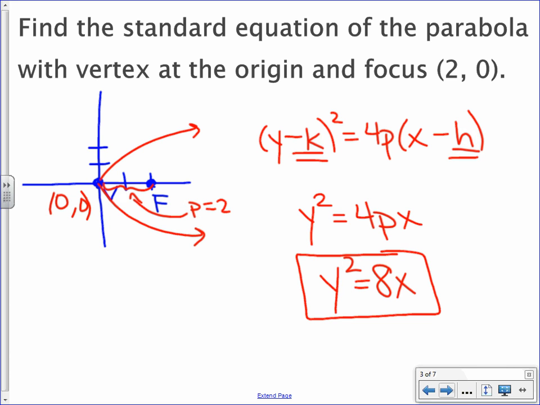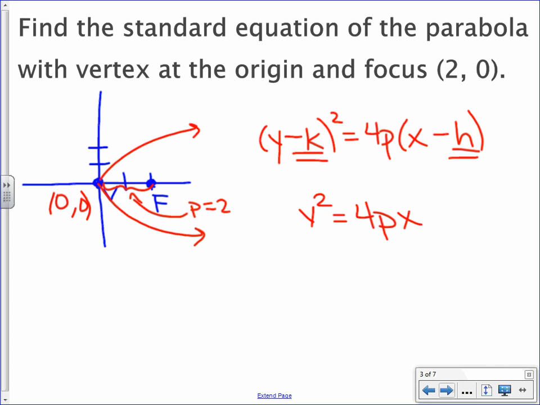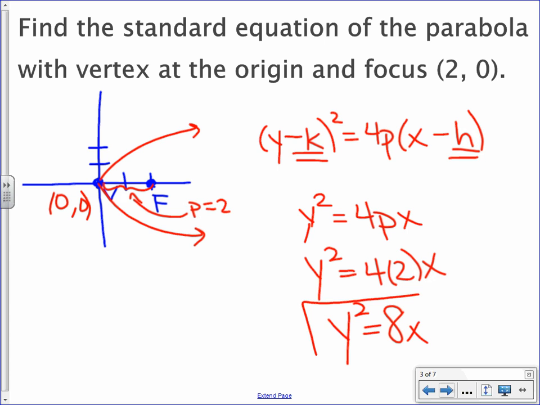Yes. Do we have a P there? Well, here, let's do this. Since the focus is 2 away, we know that our p-value is 2. Oh, okay. And so y squared equals 8x. I skipped a step I probably shouldn't have. I'm sorry.